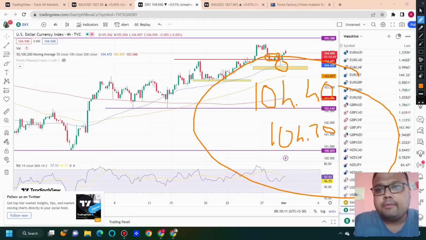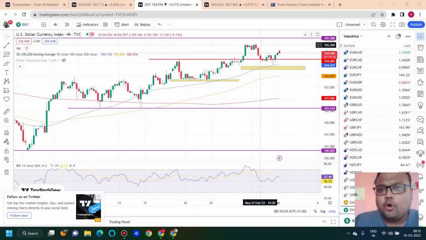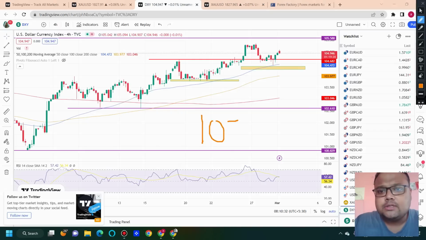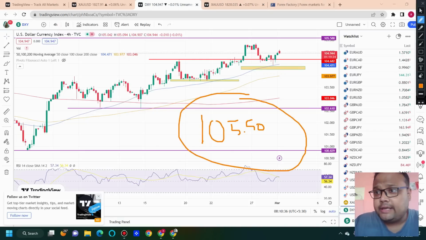We saw a perfect bounce, and after that the market is back on track again. So right now DXY is standing at 104.96, and it looks like the overall trend of DXY will continue again. As we all know, the next resistance on the chart of DXY is around 105.50. So this is the next stop for DXY.